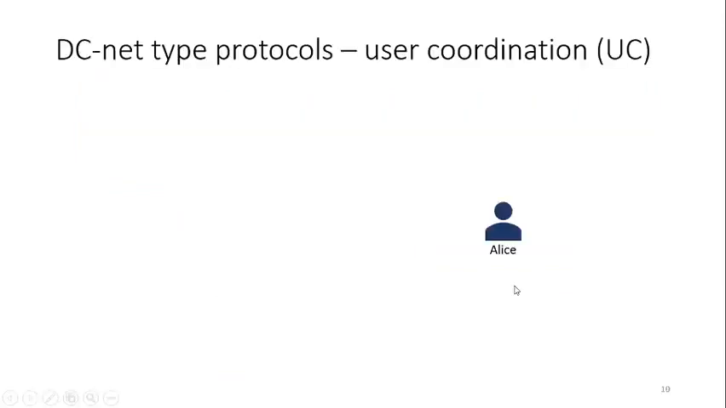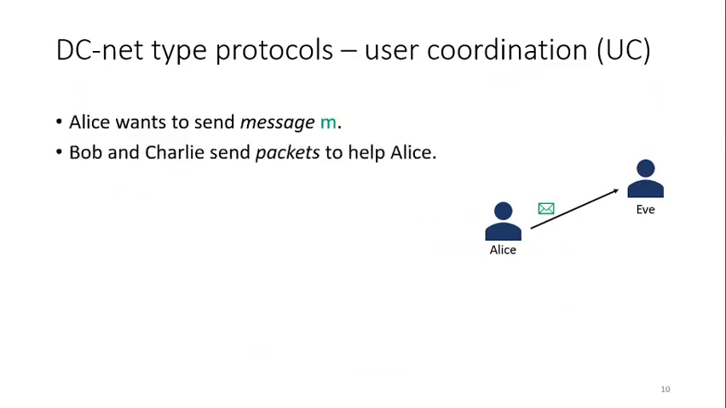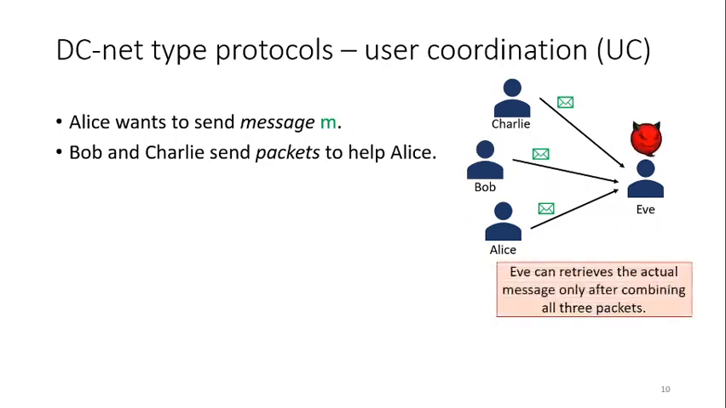In user coordination, suppose Alice wants to send a message to Eve. However, Alice doesn't work alone. Bob and Charlie also help Alice. So each one of Alice, Bob and Charlie sends one packet to Eve. Eve can only reconstruct the message from Alice after receiving all three packets. And we are calling those packets shares. However, we are not talking about secret sharing or any specific technique when we talk about user coordination. By user coordination, we mean a class of all techniques that can achieve such effect.